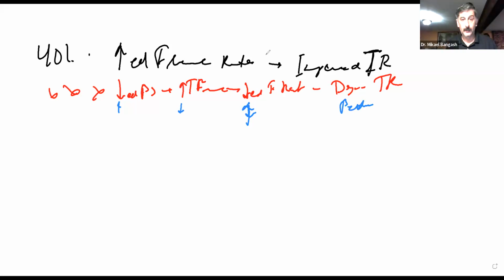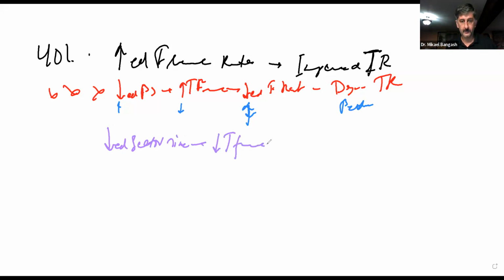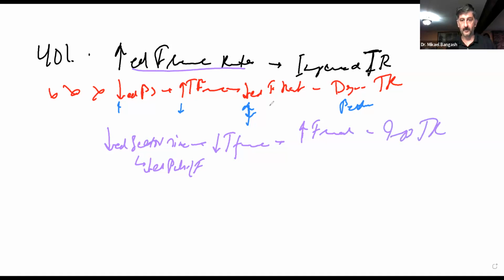Now, does a decreased sector size lead to a reduced T frame, mainly indirectly due to a decreased number of pulses per frame? And that decreased T frame leads to an increased frame rate, as we have here, and an improved temporal resolution. So that's most likely the answer that we come across right now.